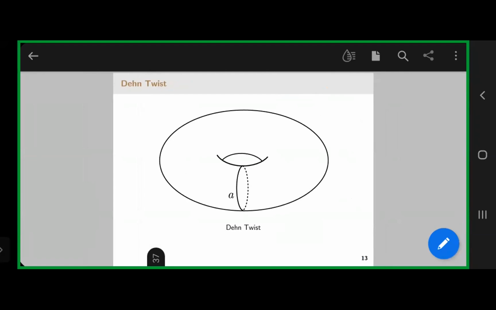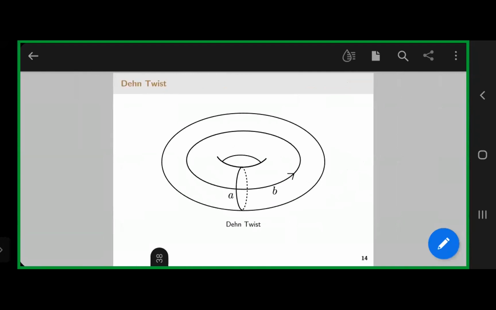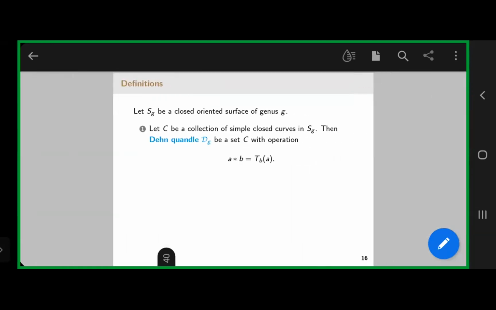The Dehn twist was defined in the previous talk. Let me define it again. For a given curve A, whenever another curve B comes near A, you cut along A, rotate the surface, and glue it again. So your surface will look like this. Your curve B will now be rotated along A and look like T_A(B). This is a Dehn twist, and under this operation you define A * B equal to T_B(A).